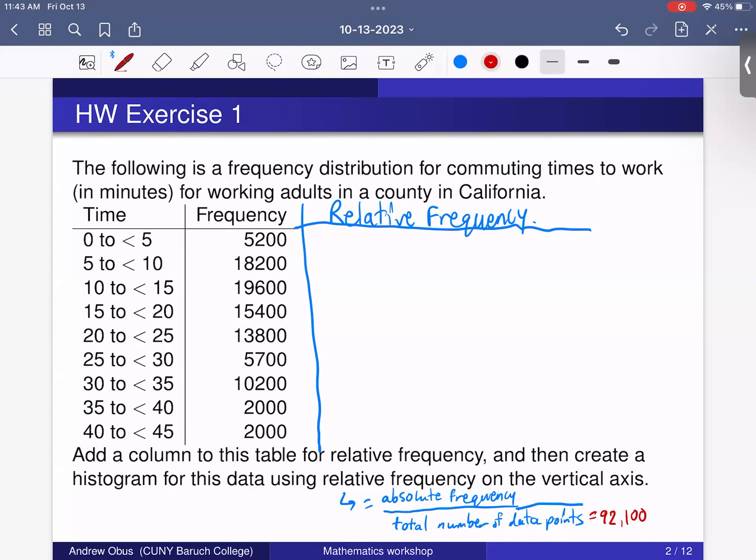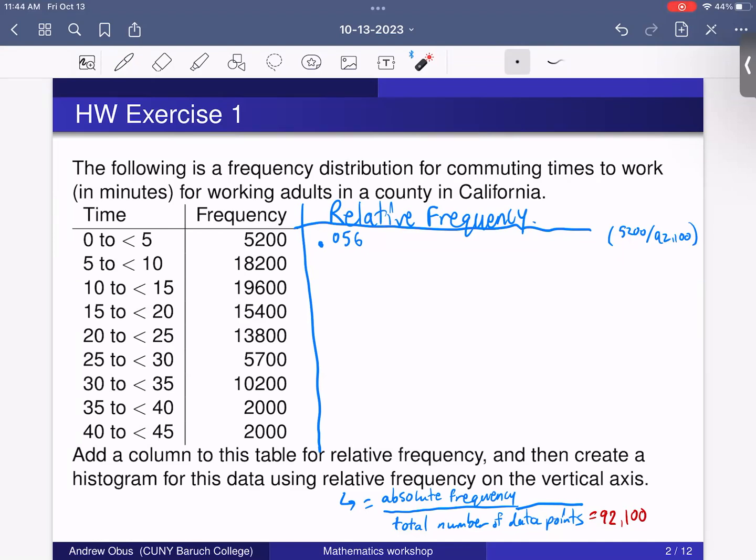So for the relative frequency, we just have to take each of these numbers and divide it by 92,100, right? So we start with 5,200 divided by 92,100, and maybe we'll round everything to 3 decimal places. So this over here, the relative frequency up here, this is 0.056, which I'll just write down here. What is that? That's 5,200 divided by 92,100. Okay, so I won't write this in every row, but we'll just figure the rest out.